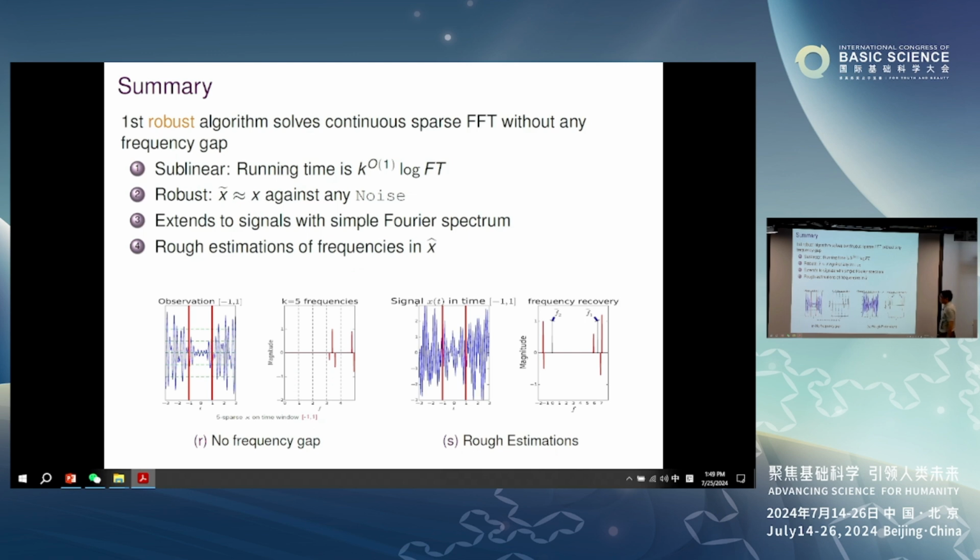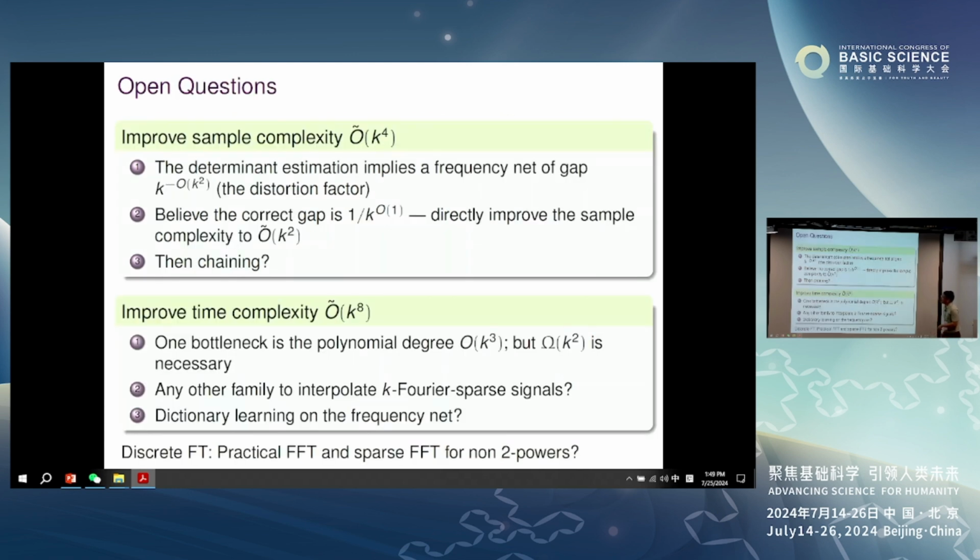Okay. So some open questions. So right now the sample complexity is k to the 4. The main loss comes from the distortion factor in the determinant estimation that Jerry raised 10 minutes ago. So we have this k to the order k square distortion factor. In fact, this will imply a frequency net gap of basically k to the minus big O k square.